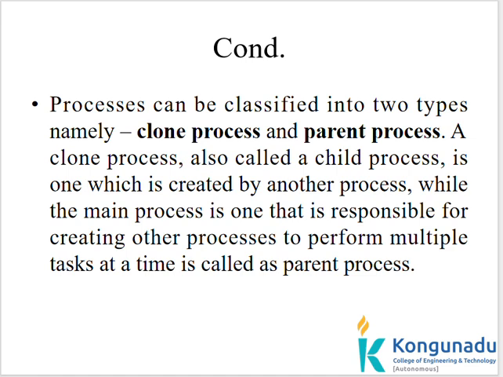Processes can be classified into two types, namely clone process and parent process. A clone is a copy of that process. A clone process, also called a child process, is one which is created by another process, while the main process that is responsible for creating other processes to perform multiple tasks at a time is called a parent process. We have to know what is meant by clone process and parent process in this slide.